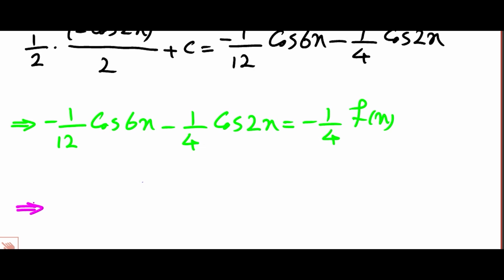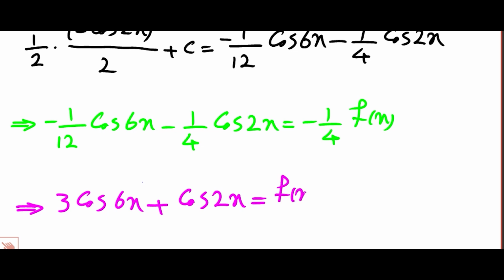We have negative 1 over 12 times negative 4. We have positive 1/3 cosine of 6x, and negative 1 over 4 times negative 4 equals positive 1 plus cosine of 2x equals f of x.